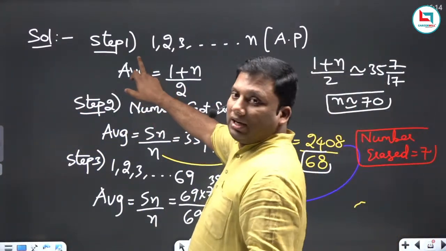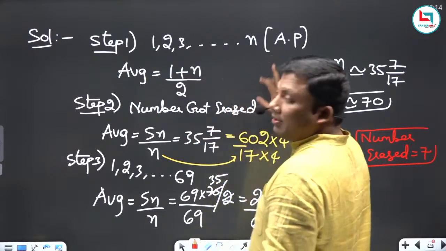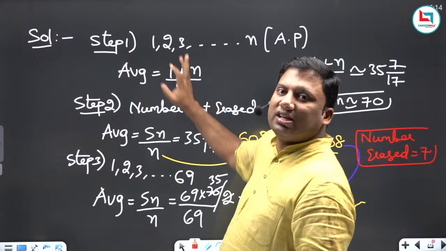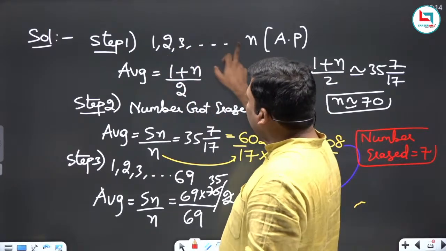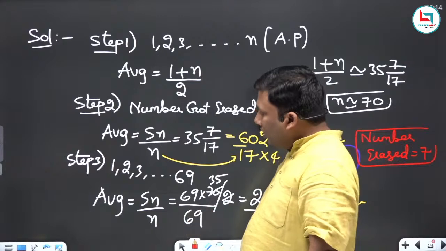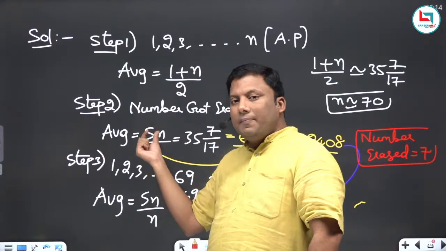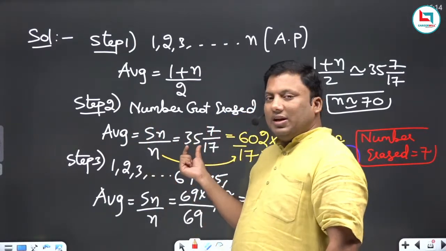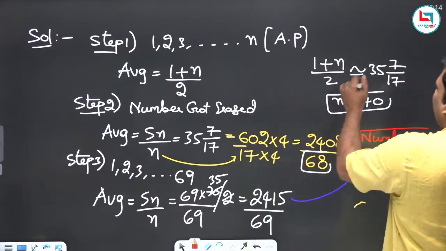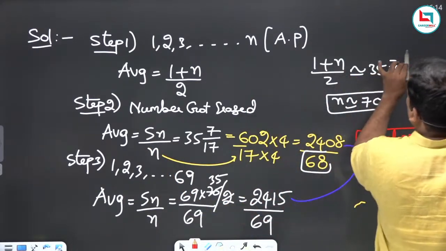Step number 1. The teacher wrote all the natural numbers from 1 to n on a blackboard. The series is in arithmetic progression, so the average is first term plus last term by 2. A student came and erased one number, so the average became 35 7 by 17. Yes, the average definition is Sn by n, so 1 plus n by 2. I hope this key point is clear.